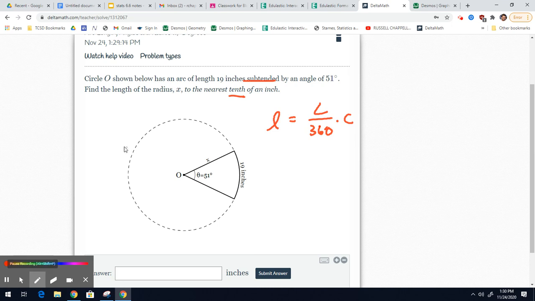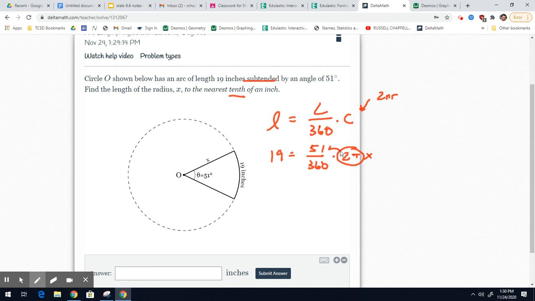So again, I'm going to fill in what I know. I know that the arc length is 19. I know my angle measure is 51 out of 360. And my circumference, remember, circumference is 2 pi r. I know 2 pi, but I don't know my radius, so call that x. So this 2 pi is just going to multiply to the top. So 19 equals, we're going to do 2 times 51, that's 102. The pi comes along out of 360, and then the x is after.